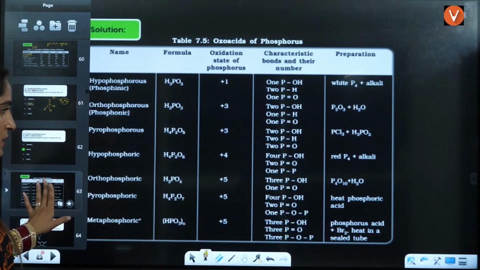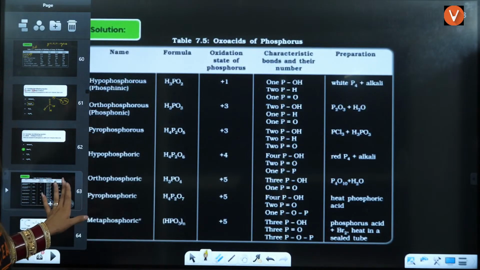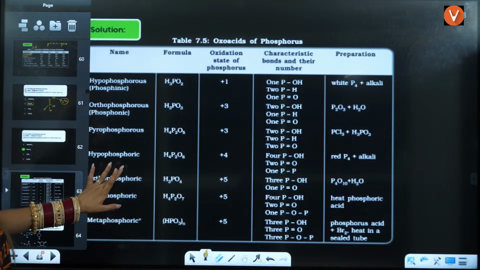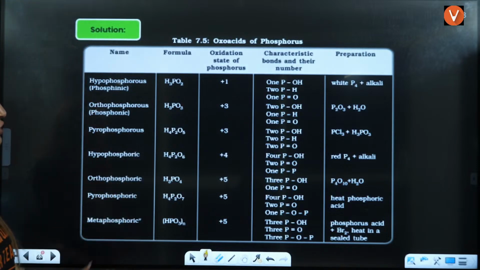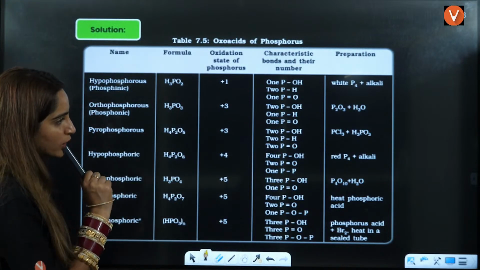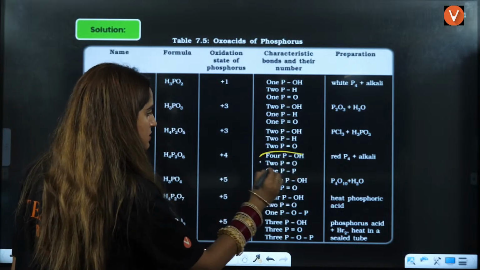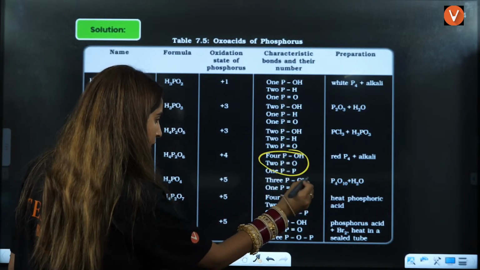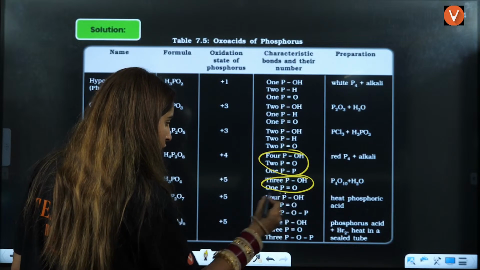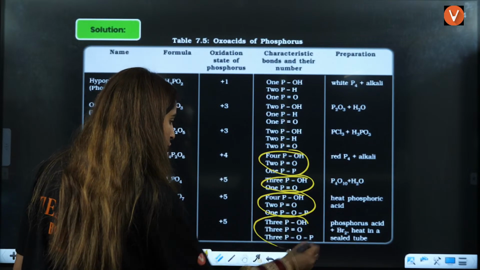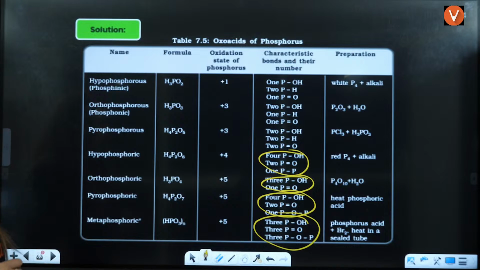Wait a minute. Let me see. P2O3 plus water. Here also you have a P-H bond. No P-H bond you have either in this, right? Or here. You have no P-H bond. Here also you don't have any P-H bond. Here also you don't have any P-H bond. Right? Okay.